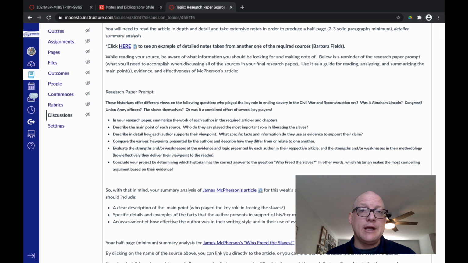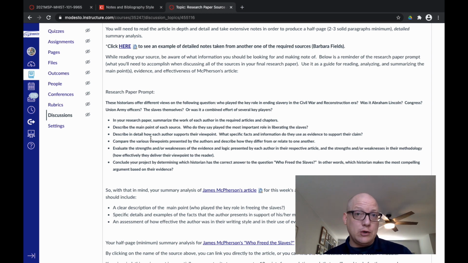If that's what you believe, then you're incorrect, okay? You're going to see that argument made by other authors, but that's not McPherson's main point. In fact, McPherson is arguing that Lincoln deserves the most credit for liberating the slaves. But the way that he goes about that is gradual in the beginning.